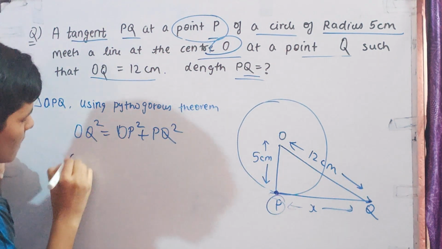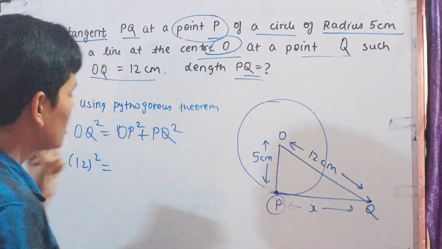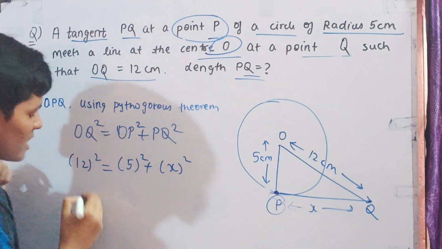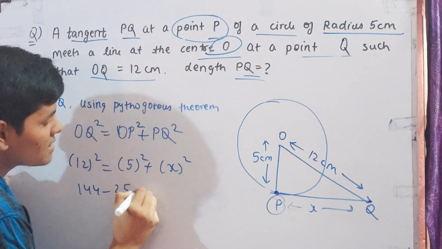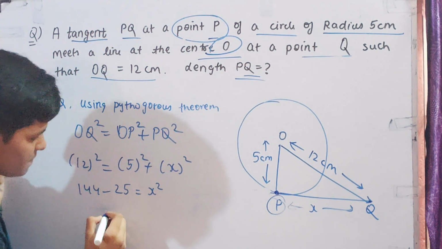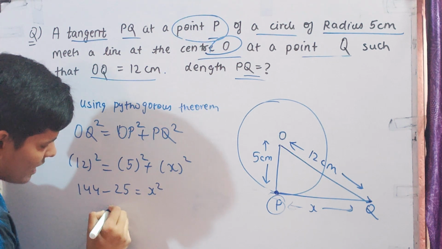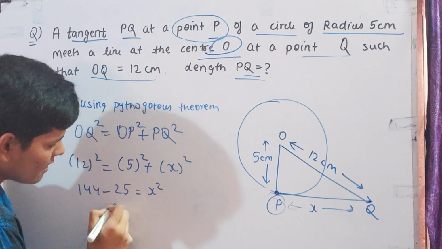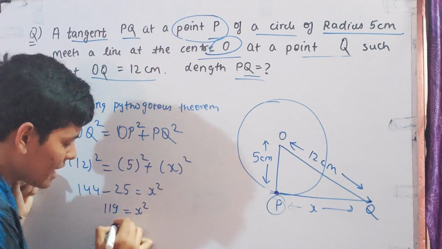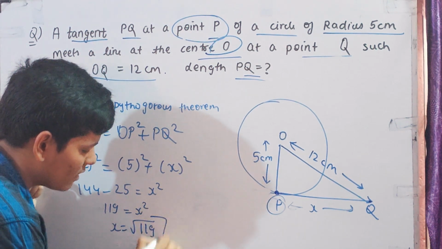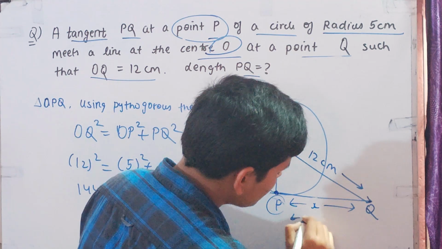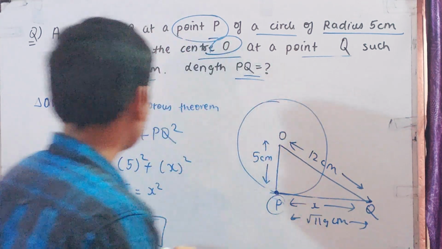OQ square means 12 square. 12 square is equal to OP square, which means 5 square, plus PQ square, which we have to find, so take it as X square. 12 square is 144 minus 5 square is 25, equal to X square. So 144 minus 25 is 119. So X square is 119 and X is equal to the square root of 119. So this length X is root 119 centimeters.